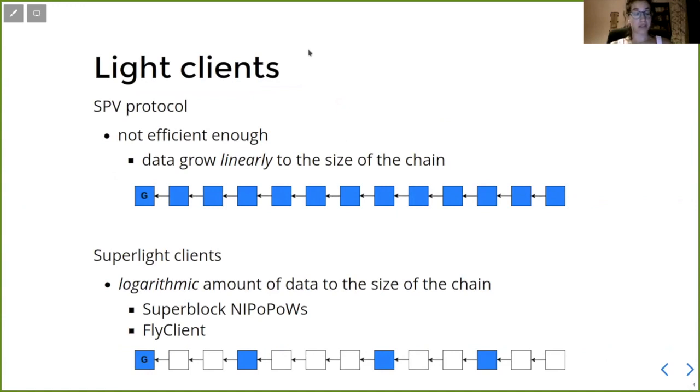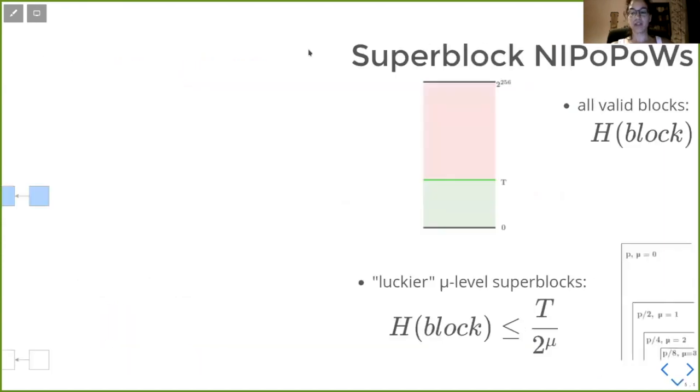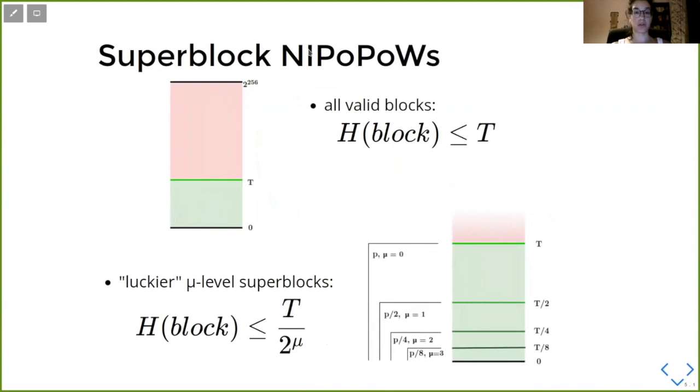compared to having to download the whole blockchain, but it's not efficient enough because this means that the client should download data that grows linearly to the size of the chain. And what we will be talking about is Superlight clients, where we have protocols that require the clients to process only a logarithmic amount of data with respect to the size of the chain. And we will see two such protocols, the Superblock NIPoPoW and the FlyClient. So let's first talk a bit about the Superblock NIPoPoW protocol.